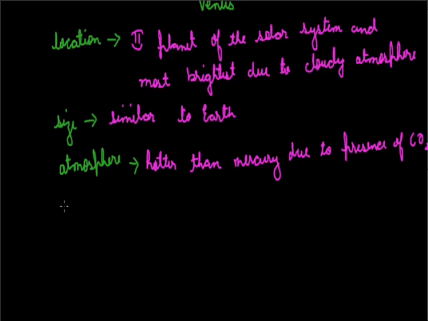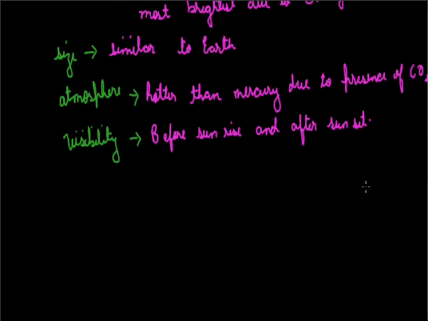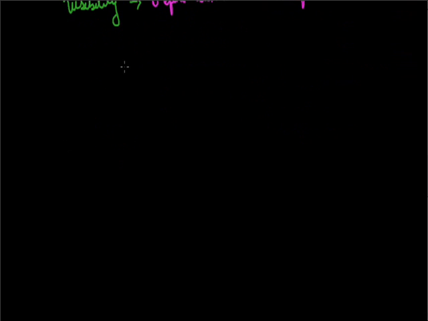Due to its visibility, which is also before sunrise or immediately after sunset, it is termed as evening or morning star. And it has no natural moon. Now we will discuss about our own planet, that is Earth. It is the third planet of the solar system.